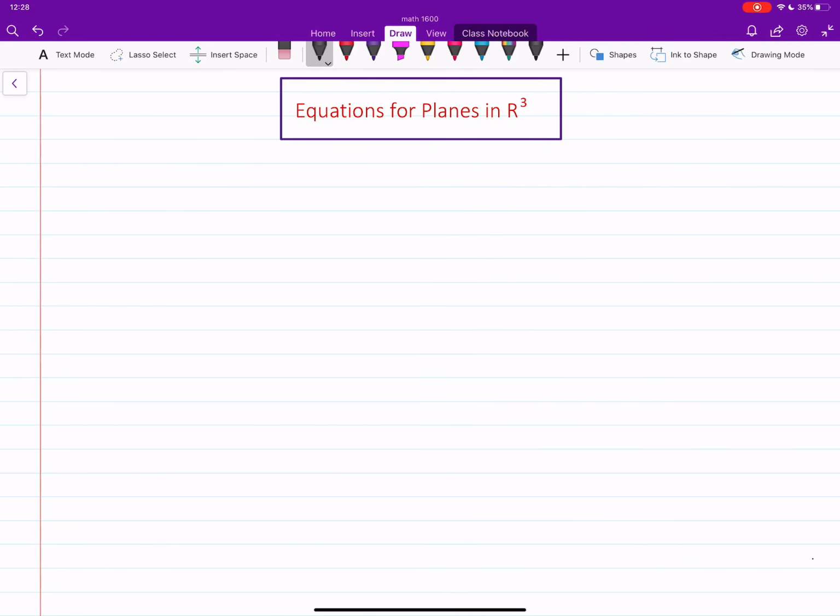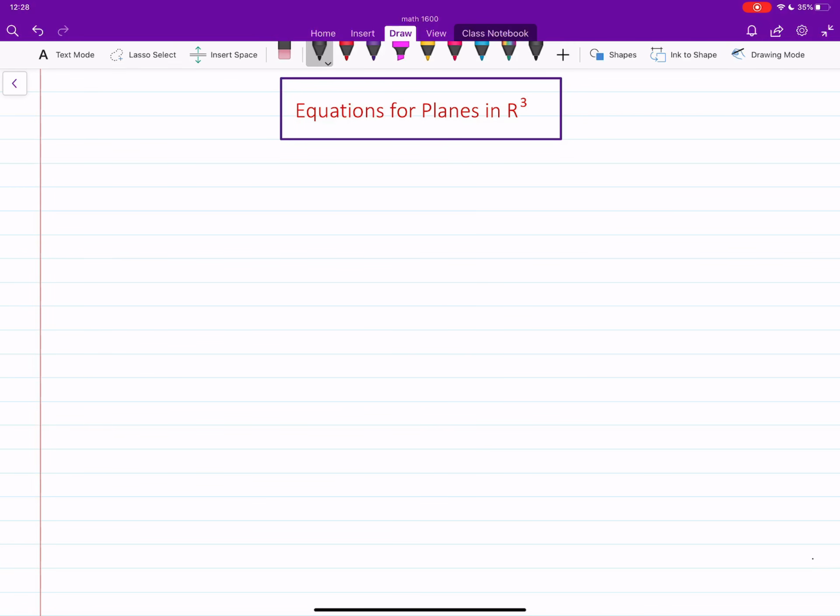Hi, in this video we will learn how to write an equation for a plane in R3. We will see that there are four different forms of equations for planes in R3, and we will see that there are very good similarities between planes in R3 and lines in R2.